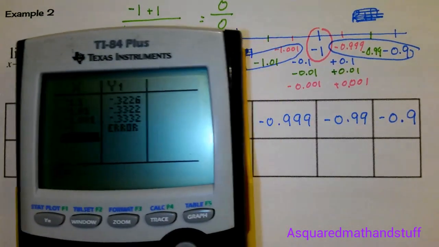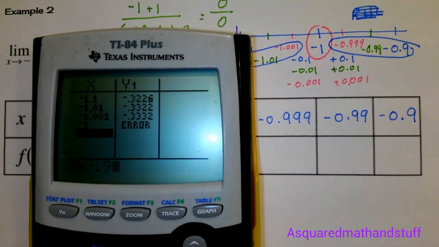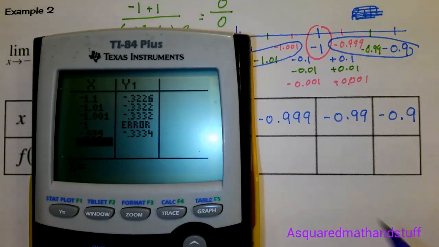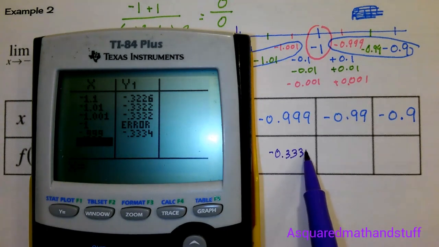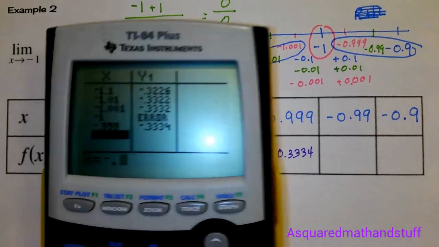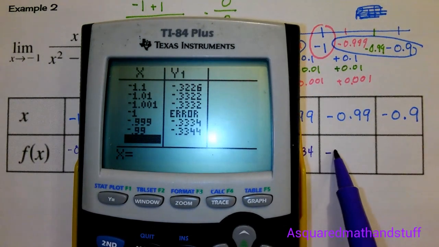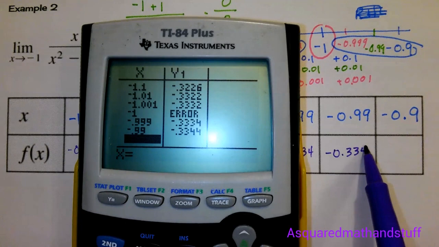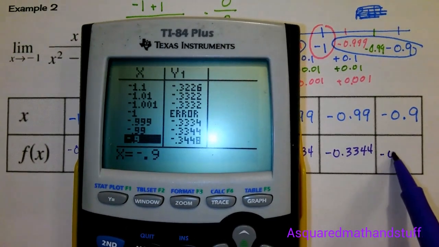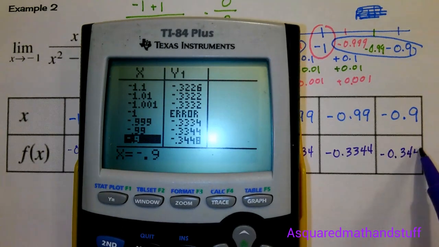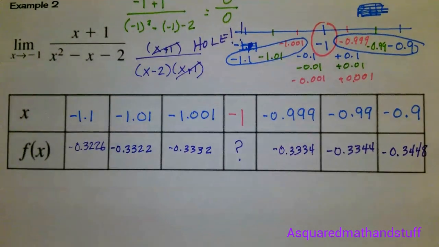I know you can't see that screen very well, but let's plug in negative 0.999. We get negative 0.3334. Plugging in negative 0.99, negative 0.3344, and last one, negative 0.9, we get negative 0.3448. So does the limit exist?